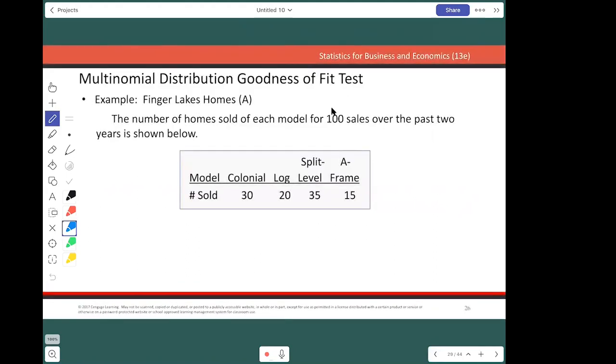So in that case, we have 30, 20, 35, and 15. So if we're talking about 100 homes, each of them should be 25. But that 25 is different from that 30. That 25 is different from that 20. That 25 is different from 35. That 25 is different from the 15. So maybe there's some preference here. 35% of the homes are split level, so maybe people tend to prefer the split levels, right? Not so much the A-frames, 15%.